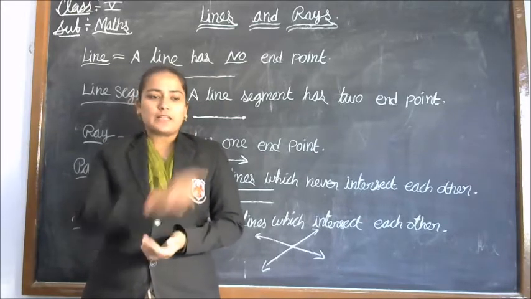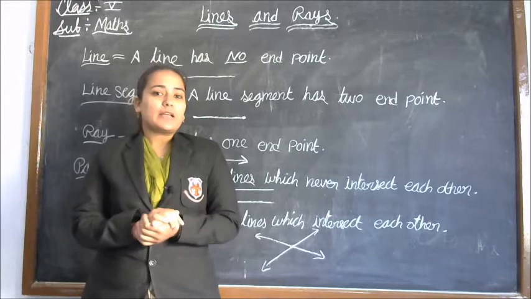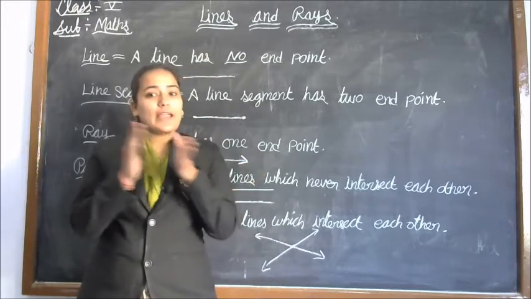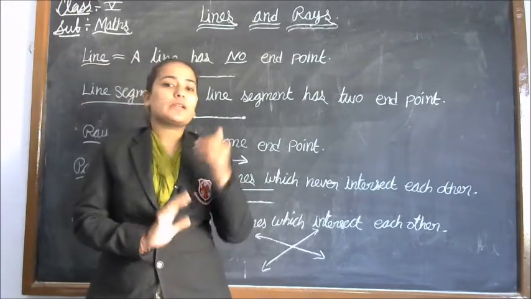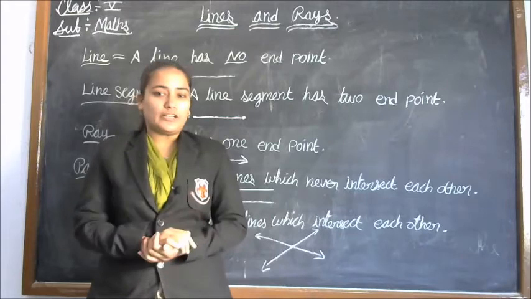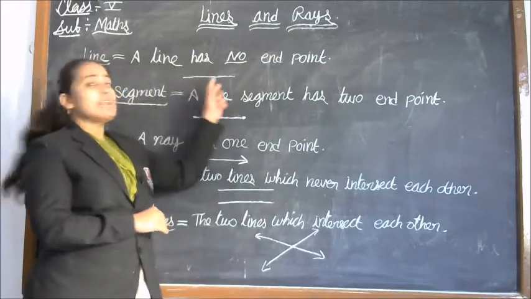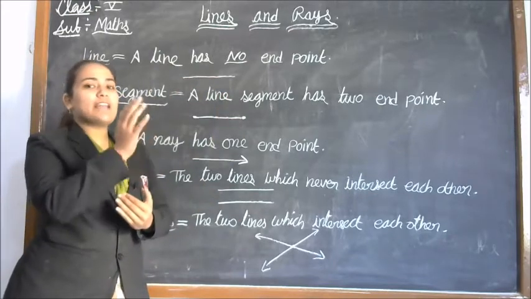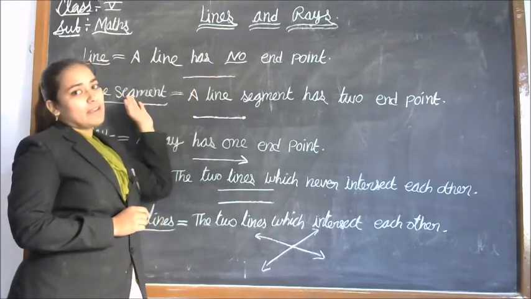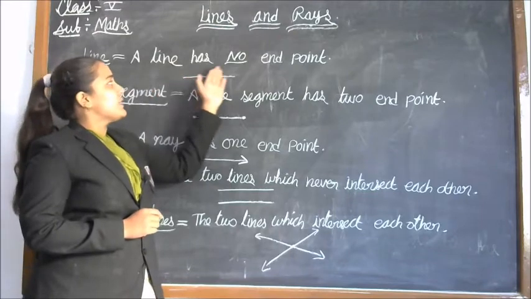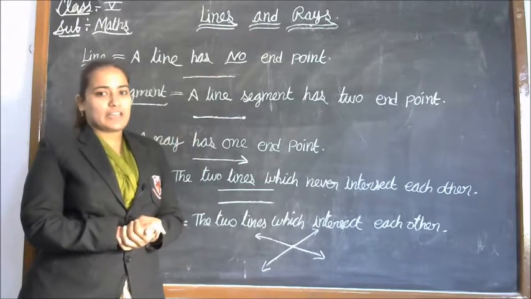In school assembly, there is a line of all the students class-wise, but what is the difference between a line and a line segment? First we discuss a line. A line has no end point, which means it can extend in any direction, it can extend to the left also. It has no end point.